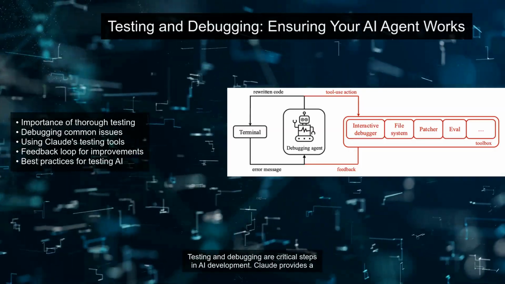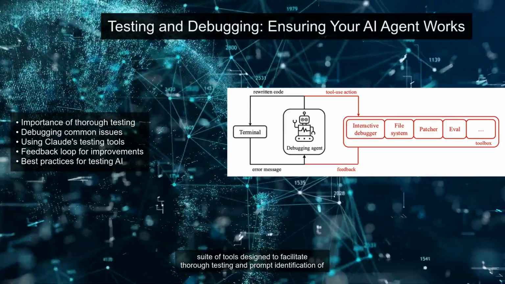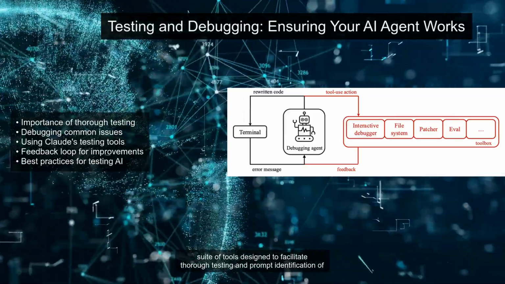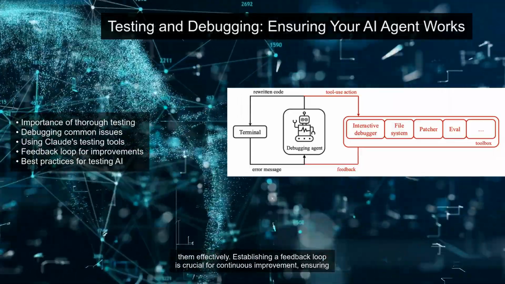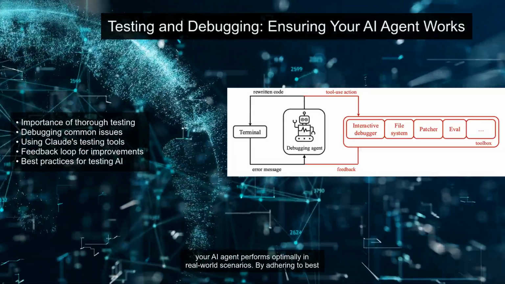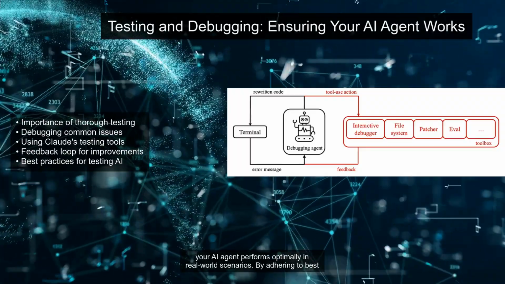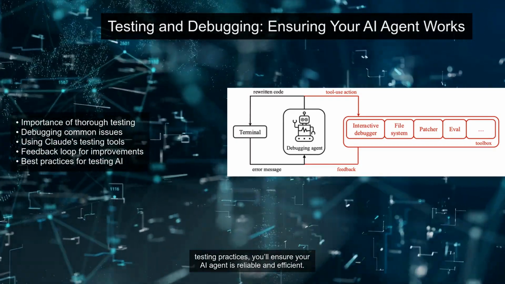Testing and debugging are critical steps in AI development. Claude provides a suite of tools designed to facilitate thorough testing and prompt identification of issues. We'll look at common problems that arise and how to address them effectively. Establishing a feedback loop is crucial for continuous improvement, ensuring your AI agent performs optimally in real-world scenarios. By adhering to best testing practices, you'll ensure your AI agent is reliable and efficient.